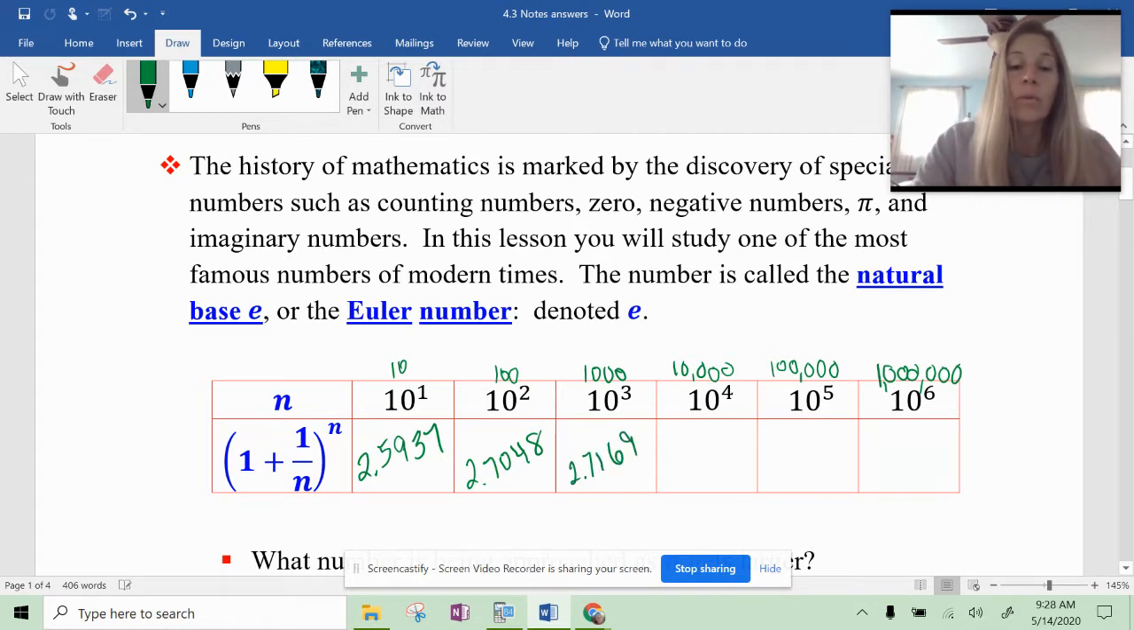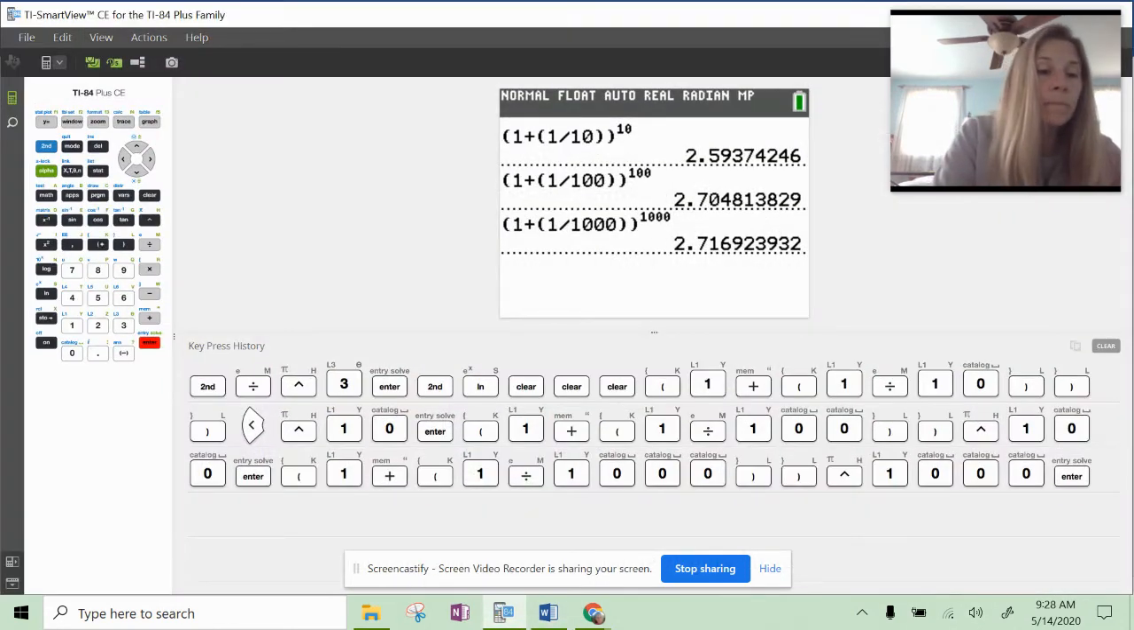So interestingly, when we went from 10 to 100, we had a little bit of a jump, right? But then when we went from 100 to 1,000, which is a much bigger jump for the n value, the sum there actually was smaller. So now let's do it with 10,000 to see what happens there.